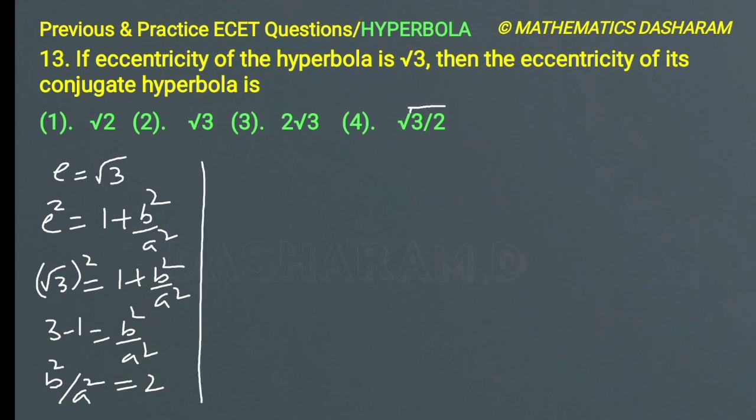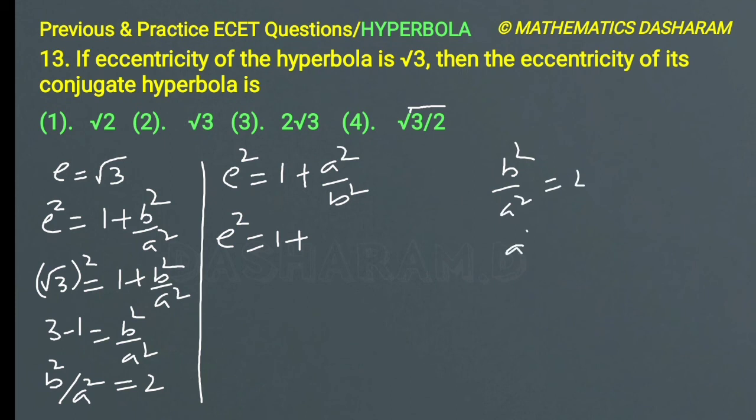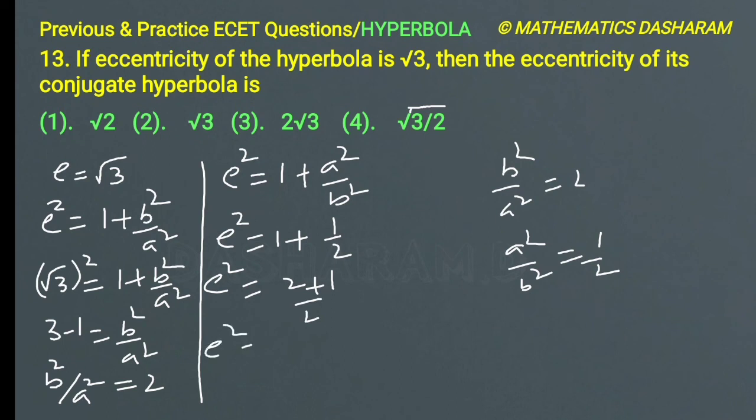So now he is asking what is the eccentricity of its conjugate hyperbola. So the conjugate hyperbola eccentricity formula is 1 plus a square divided by b square. So E square equals 1 plus, see here b square divided by a square value is 2, then a square divided by b square value will become 1 by 2. So here 1 by 2. So E square equals 2 plus 1 divided by 2, E square equals 3 by 2, then E equals under root 3 by 2. So then option 4 is correct.